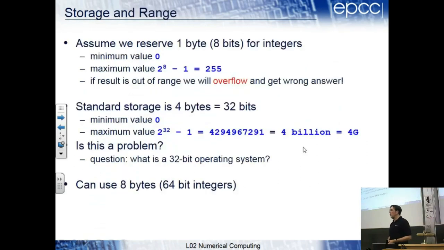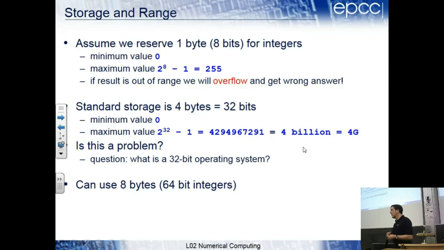Okay, so if we wanted to store integers in one byte, which is 8 bits, then we do have a problem. Although we can store all the numbers between 0 and 255, although we can store 1, 2, 3, 4, 5, there's a limited range. So if we were to restrict ourselves to 8-bit integers, we would be limited to numbers between 0 and 255. So if we wanted to store a result bigger than 255, we would overflow and we'd get the wrong answer.